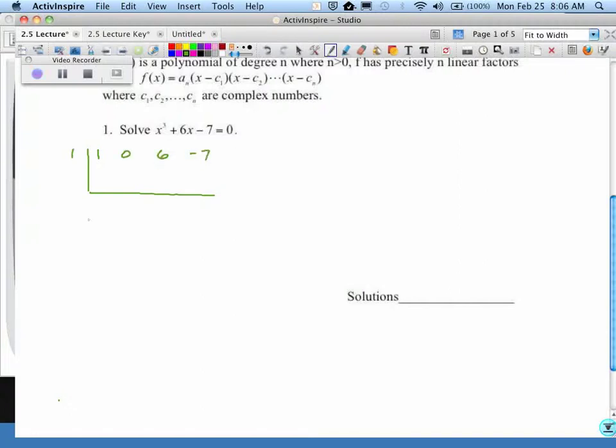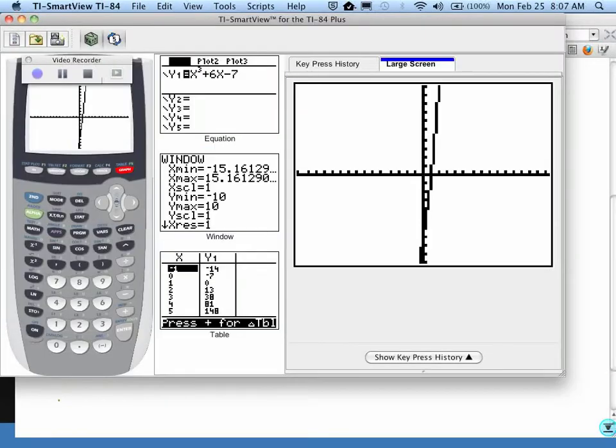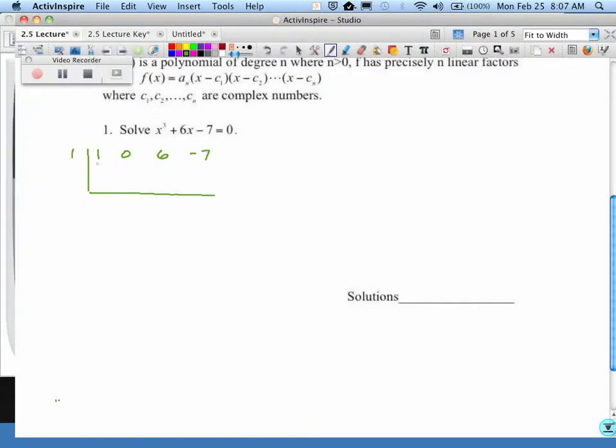There's no x squared, right? So you got to put the 0 in there. Why is there 1 here? It looked like it hit 1 on the graph. Like 1 makes it 0. We're testing. So when this 1 drops straight through, 1 times 1 is 1, 0 and 1 is 1, 1 times 1 is 1, 6 and 1 is 7, 1 times 7 is 7, remainder of 0. So my solution right away, I know that 1 is one of the solutions.